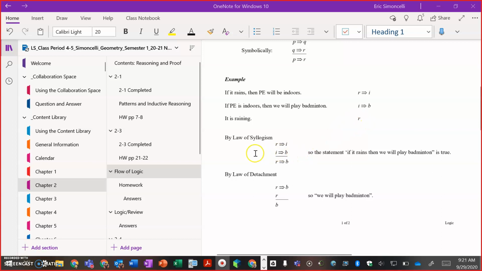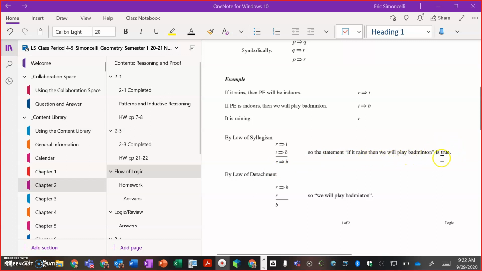So by the law of syllogism, here's how we put things together. So R, then I, then B. Again, those are the first two. And then, of course, because I is the same here and here, the conclusion of one is the same as the hypothesis of the other. R implies B. Or we can say R, then B. Or you can say as a final answer, if it rains, then we will play badminton.